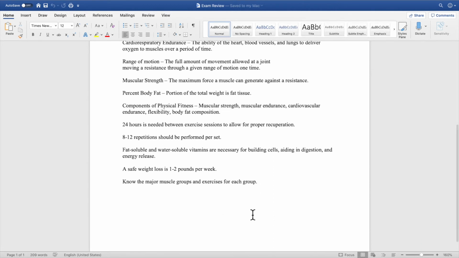Another thing you'll need to know for the exam or your quiz: fat-soluble and water-soluble vitamins are necessary for building cells, aiding in digestion and energy release. So that's fat-soluble and water-soluble vitamins.